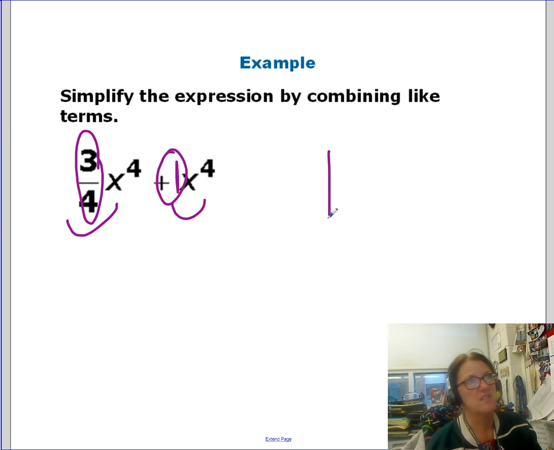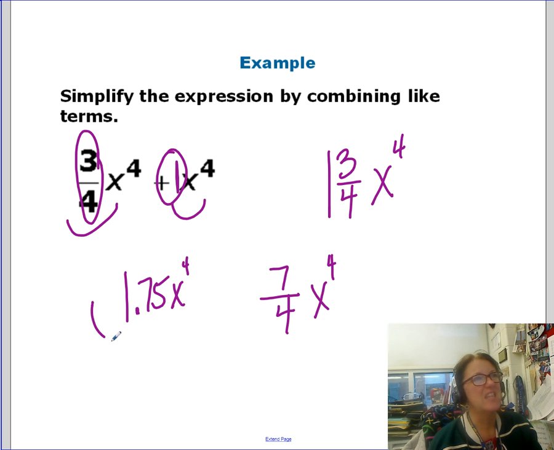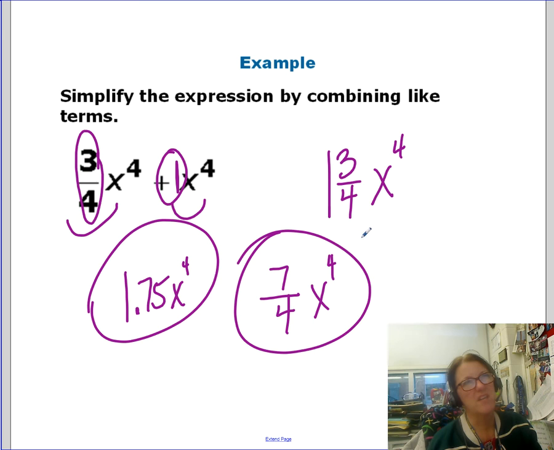Now, I'll be honest. You're going to be tempted to write 1 and 3/4 x to the 4th. But I think this is kind of clunky, having the mixed number. In all honesty, I'd rather have you write it as 7/4 x to the 4th. Or if you're a decimal person, you could write it as 1.75 x to the 4th. Okay? But frankly, these two are really better than that clunky old mixed number. So I want you to start retraining yourself to do that, okay?